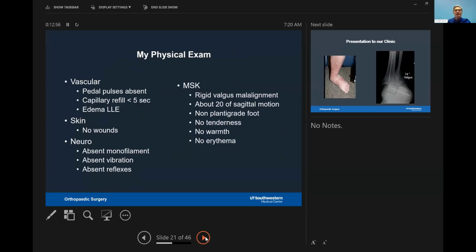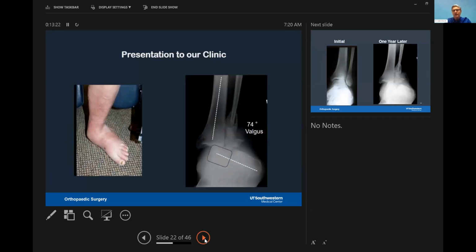So he then came to see me about a year later, and as you might expect, he had some problems. He had absent pedal pulses, he had edema, no wounds, fortunately. He had profound neuropathy, and on examination of his foot, he had a very significant malalignment, limited motion, what I call a non-plantigrade foot. He had no tenderness, he no longer was warm, and he no longer had erythema. But if you look at his foot, he went from having a relatively aligned foot to a foot that's at about 90-degree angles, and now he's walking on the medial ankle as opposed to the other ones.